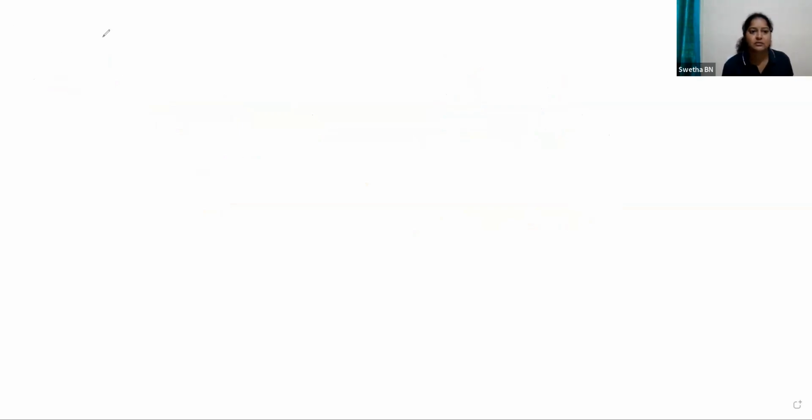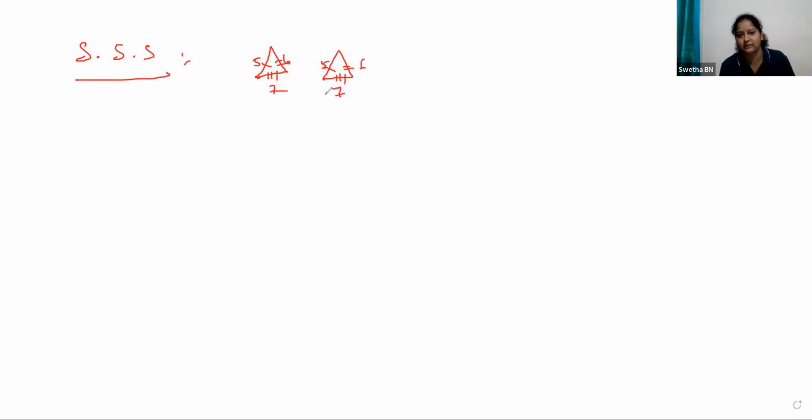Next one is, see there is SSS also. SSS means all the sides of one triangle are equal to all the sides of another triangle. It is very easy, right? So all the sides are equal. Corresponding sides are equal. If it is 5, 5, 6, 6, 7, 7 like this. If all the sides are equal, then it is SSS rule.